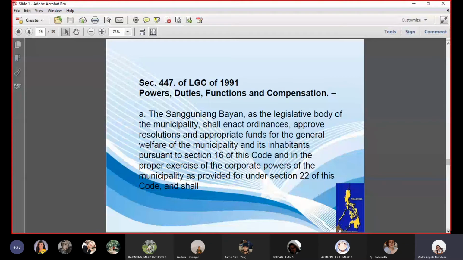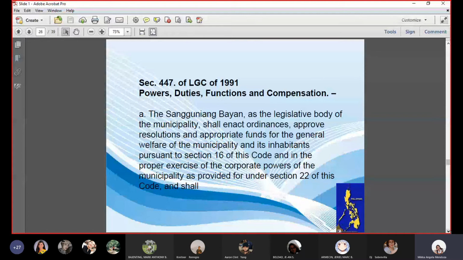So the Sangguniang Bayan, or the Municipal Council in English, as the legislative body of the municipality, shall enact ordinances, approve resolutions and appropriate funds for the general welfare of the municipality and its inhabitants, pursuant to Section 16 of this code, and in the proper exercise of the corporate powers of the municipality as provided for under Section 22 of this code. Kinsa man ang presiding officer sa Sangguniang Bayan?